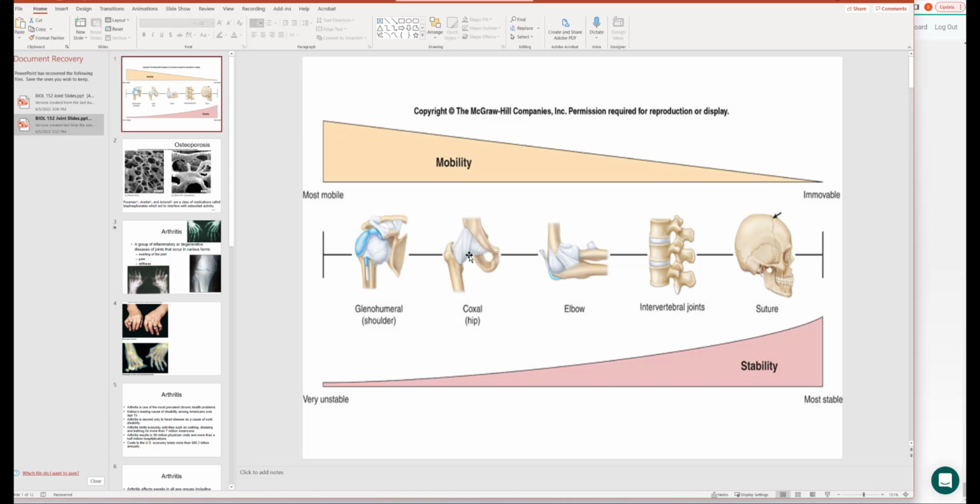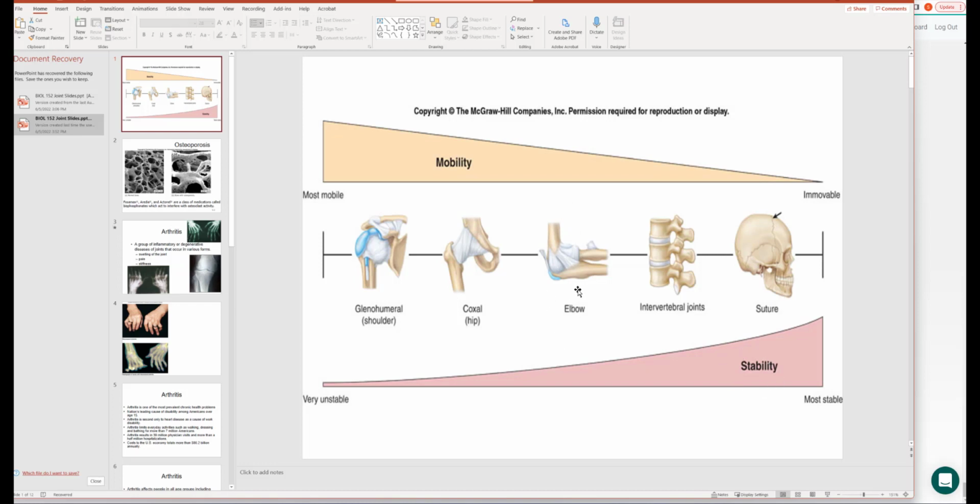But with that greater mobility comes a price to pay. These multi-axial joints are also the least stable, right? And so these are the joints that people have the most problem with, right? People have hip issues, they have shoulder issues, overuse, injury, trauma, whatever. So there's an inverse relationship between mobility and stability.